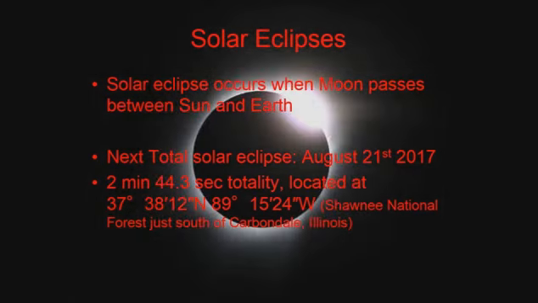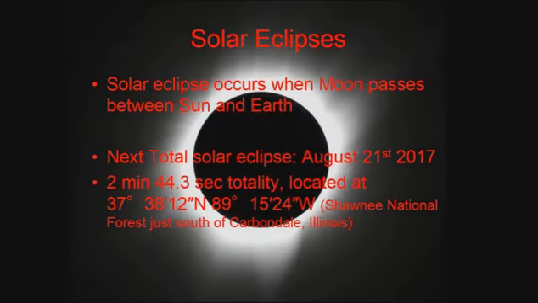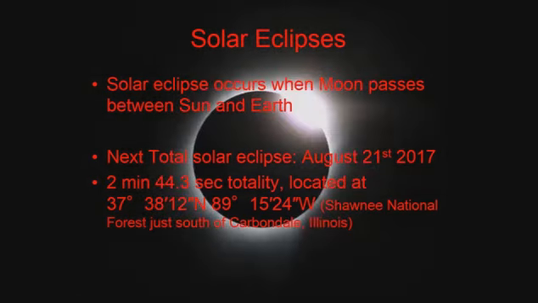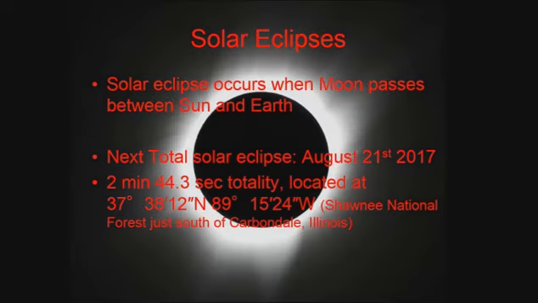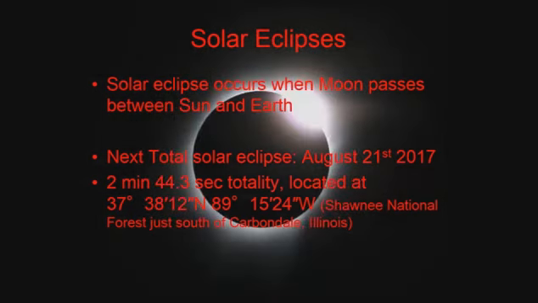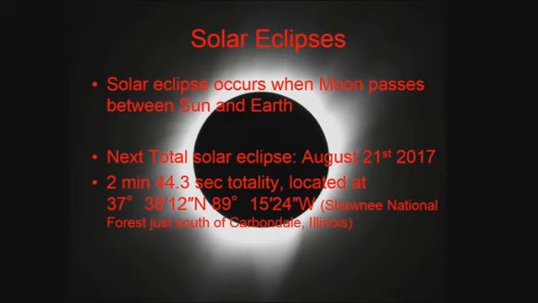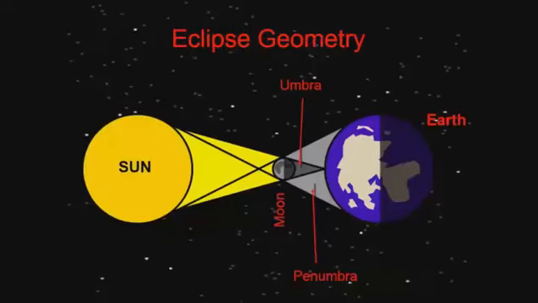So this should be visible to a lot of people, but it's only visible over a very small distance range, a very small range of latitudes, and I'll show you why. Here's the eclipse geometry. Here is the sun, here is the moon, and here is the Earth.